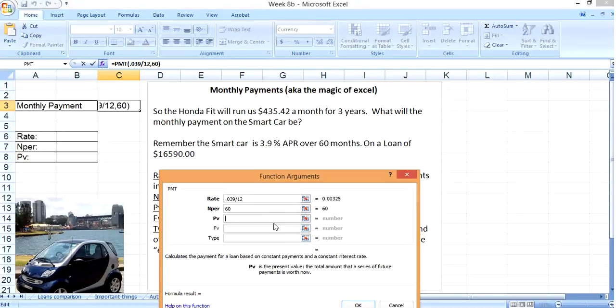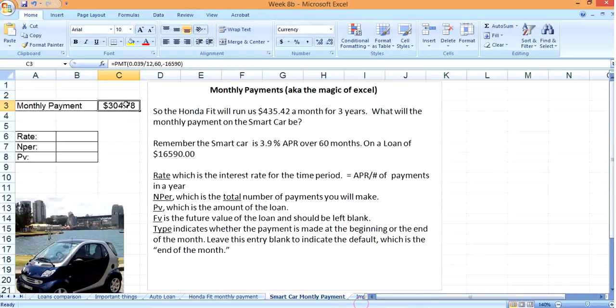And my balance, how much do I owe? That's going to be minus $16,590. So when I click OK, I'm going to end up with a $304 payment, right? So if I make this payment, $304 every month for 60 months, then I will have paid off the loan, including interest. Now, at this point, you might say, done, $304. That's cheaper than $400 and some odd dollars for the Honda Fit. So that's what I'm going to go with.